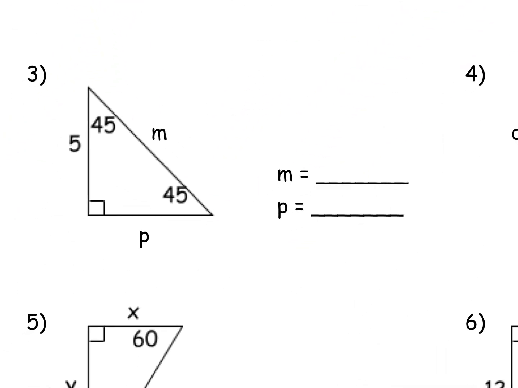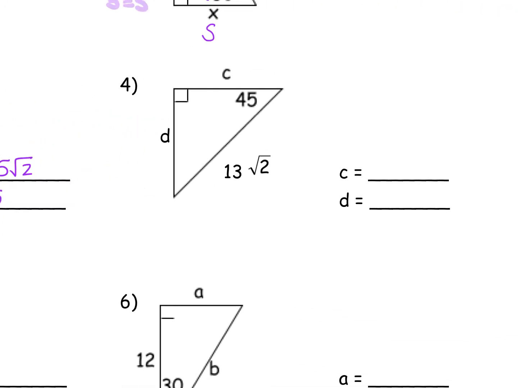Here we have a 45-45-90 triangle. In a 45-45-90 triangle, my two legs are congruent. So since this is 5, P is also 5. Then the side across is side times root 2. So if the side is 5, this would be 5 root 2.